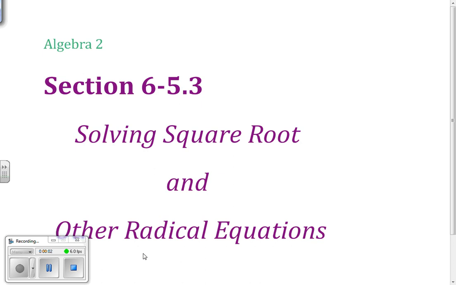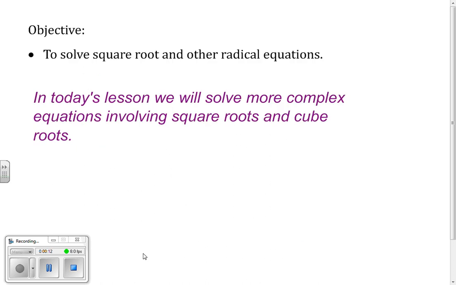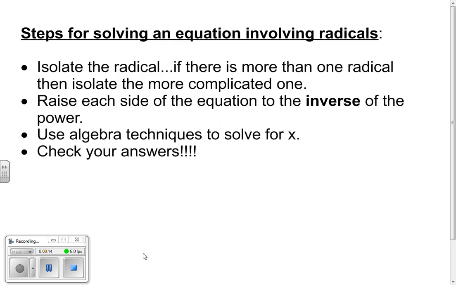Chapter 6, Section 5, Day 3 is all about square root equations that are considerably harder than the others, most often having some kind of exponential fraction instead of actual radicals. So just a quick reminder that anytime you solve equations that have radicals or equivalent fractional exponents, you isolate first, you raise second, solve third, check fourth.